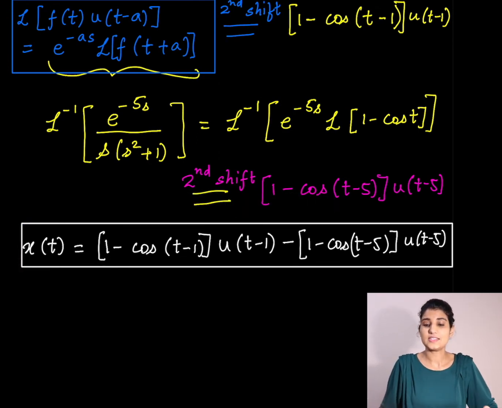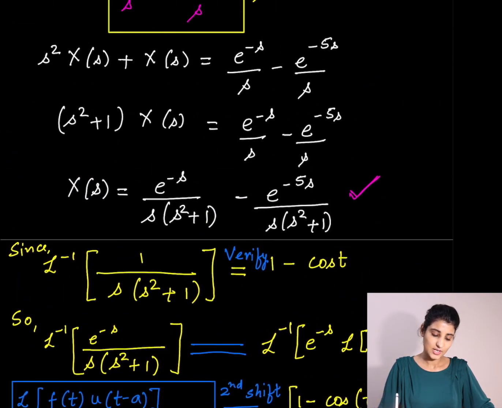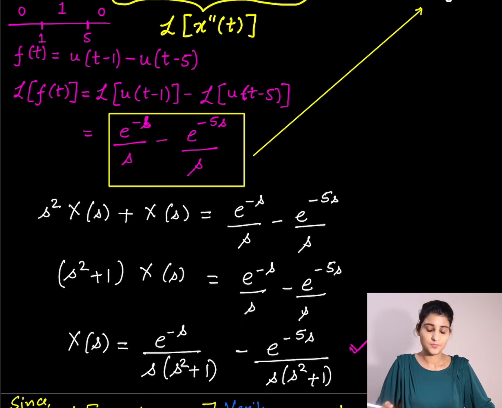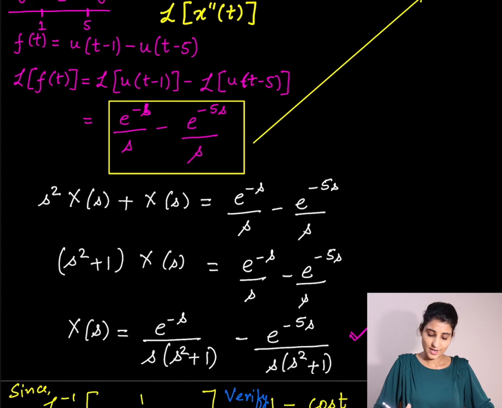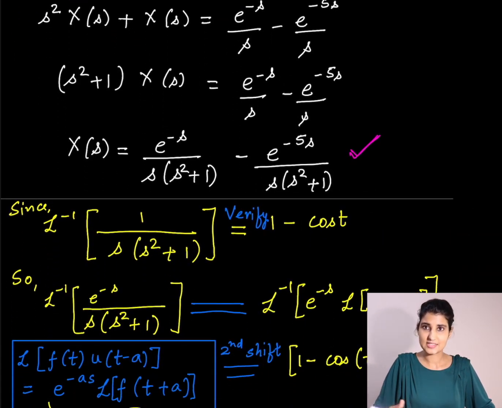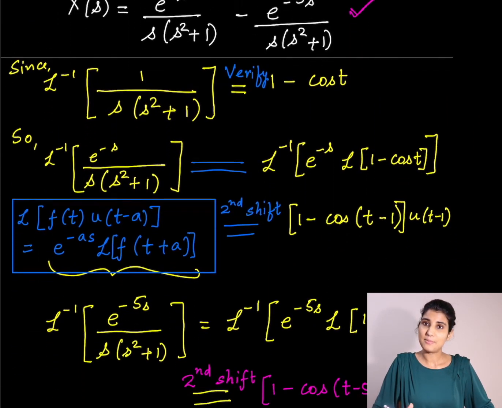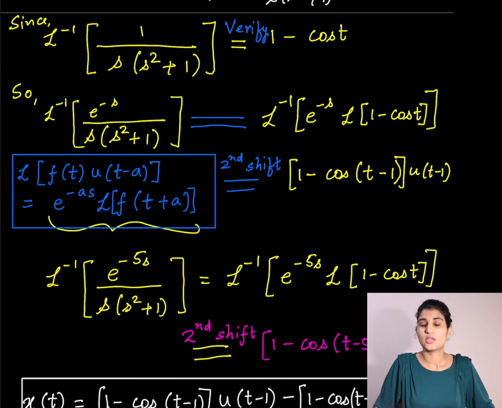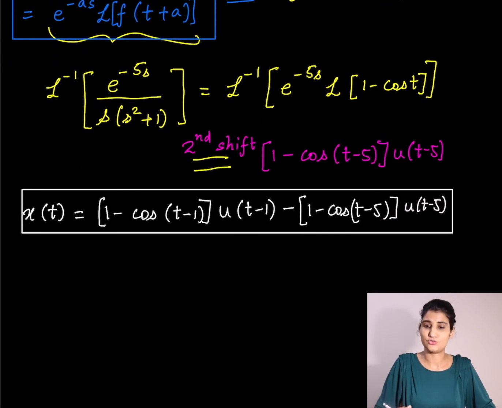Okay, so this is how we deal with piecewise functions. First we write down the piecewise function in terms of the Heaviside function. We take the Laplace transform of both sides, and find the value of X(s). We take the Laplace inverse of both sides, and then you will need to use the second shift property and we find our solution finally.